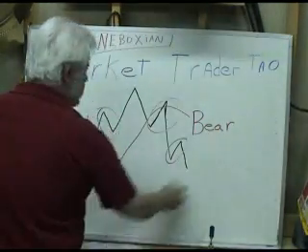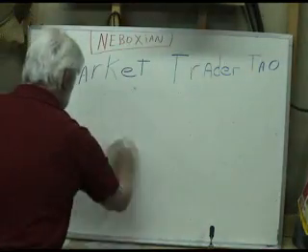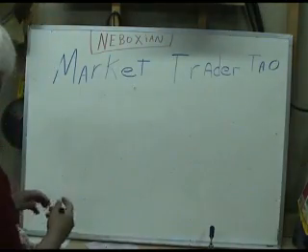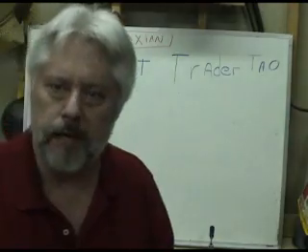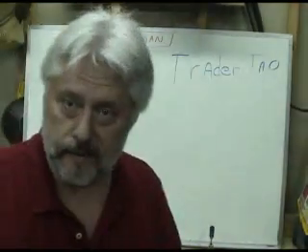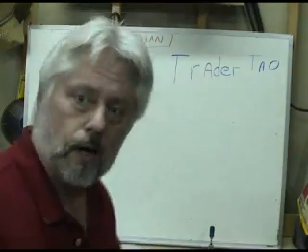Now, in a down phase, your triangles are going to look a little different, and there are basically 3 different types of triangles. You have a symmetrical triangle, you have an ascending triangle, and you have a descending triangle. Okay, so we're going to talk about those first.